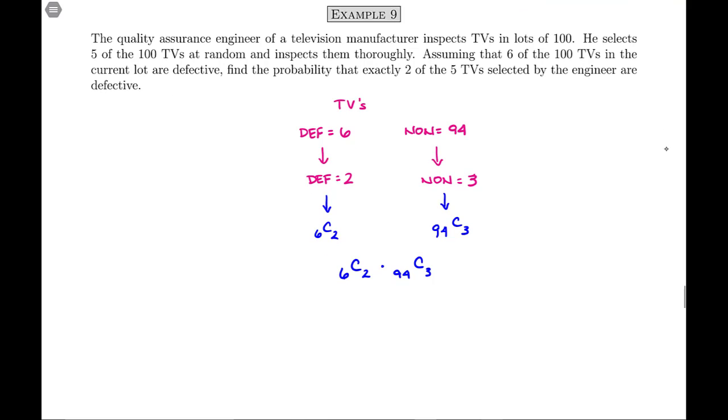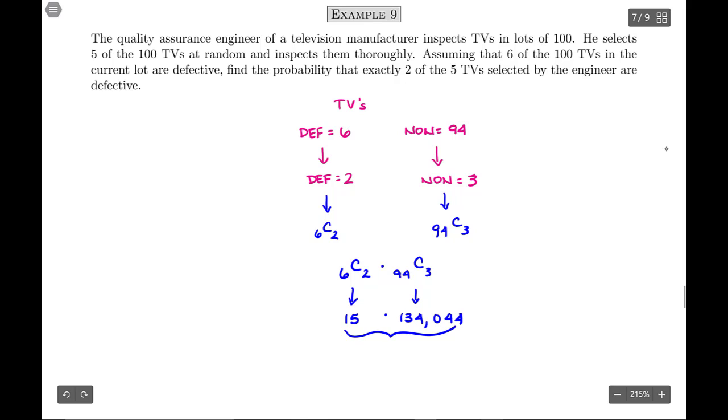So 6, choose 2, I've already typed that one in, is 15. And 94, choose 3, again, that's already been typed in, is 134,044. So when I multiply these two numbers together, I get 2,010,660. So now that's how many possible outcomes there are where exactly 2 of the 5 TVs selected are defective.